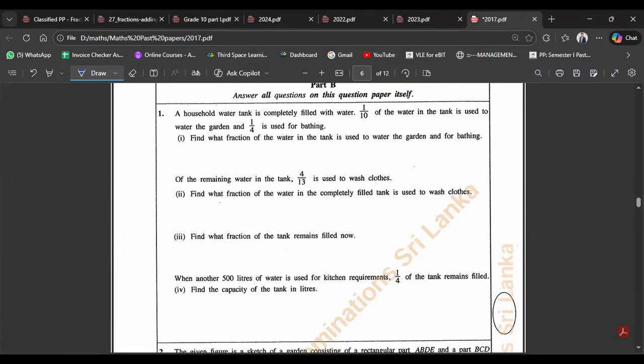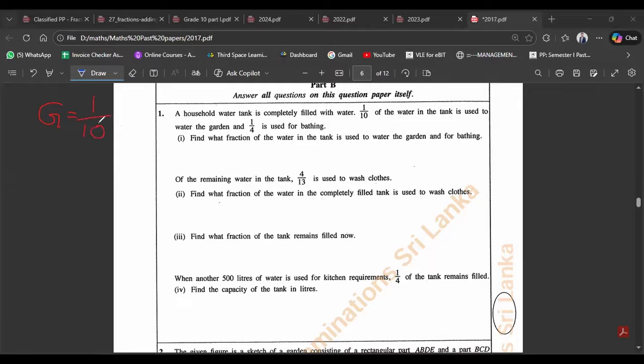So, a household water tank is completely filled with water. Okay, it's completely filled with water. 1/10 of the water in the tank is used to water the garden. Okay, so let me use the red color. So for gardening, what is the fraction they have given for us? 1/10.